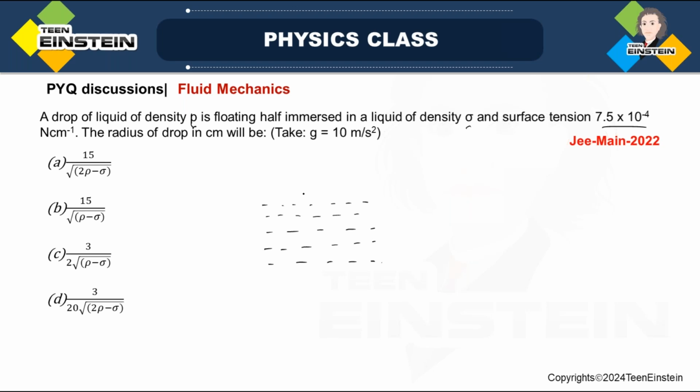Sometimes you may see condensed fog floating, or maybe some other liquid. And the liquid drop is ideally taken as spherical in shape. So a liquid drop is half immersed. You see, this is immersed under this liquid. Okay, so this is a liquid drop, typically spherical, and half of the drop is immersed in this liquid having density sigma, and this liquid drop has density rho.